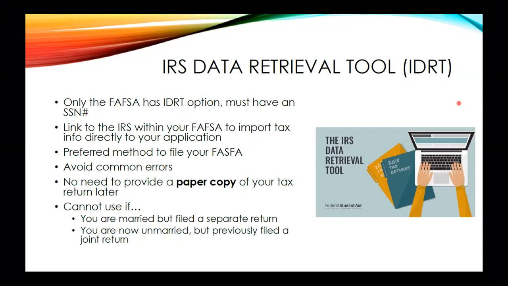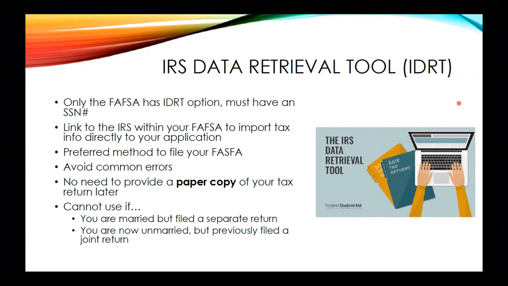If you can use the tool, it's really great because it allows you to link the IRS information directly into your FAFSA and import all that required tax info straight into your application. It puts it in there, and it's correct. You don't have to worry about entering it manually or whether you made a mistake. It's going to pull it in. When it does, then we know that is correct information, because on the FAFSA it will say that this information was imported from the IRS. So then we don't have to check on that. It helps you avoid common errors. You don't need to provide a paper copy of your tax return later if the financial aid office needs the tax information. We already have it.